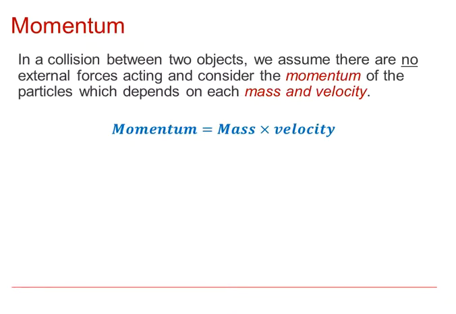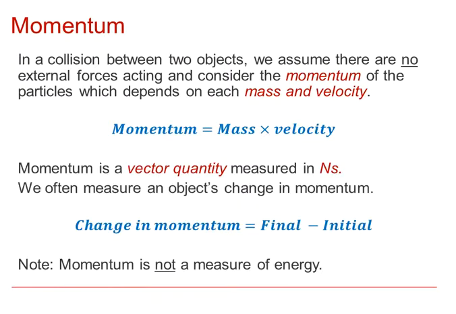In a collision between two objects, we assume that there are no external forces acting on the two objects, and we consider a quantity called momentum. This is a property of the particles which depends on each of the masses and their velocities. And the definition of momentum is mass times velocity. Momentum is a vector quantity and it's measured in Newton seconds.